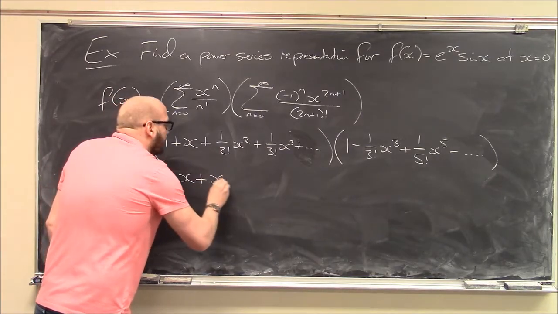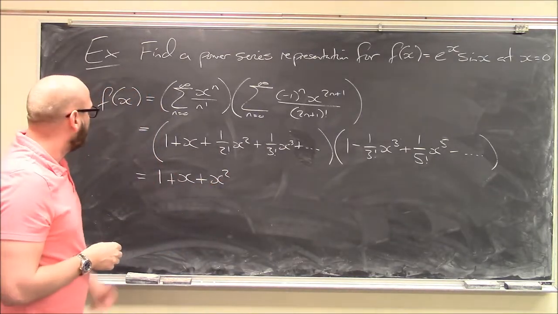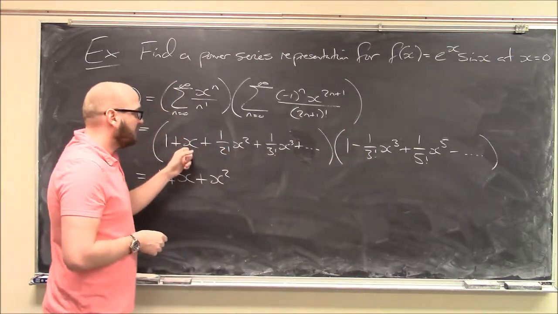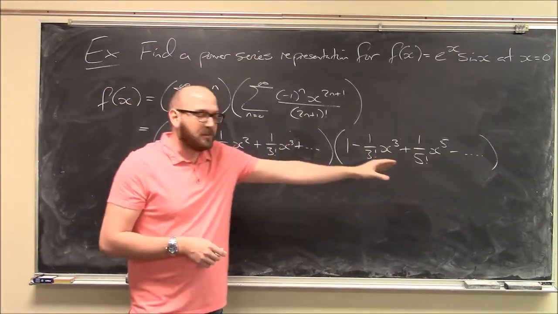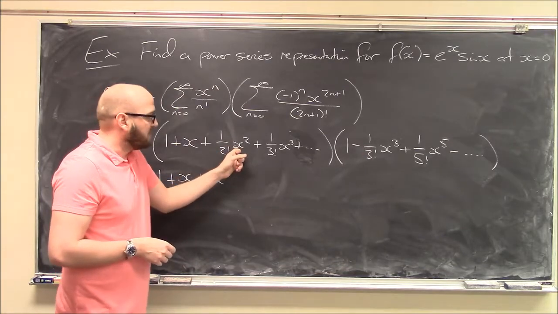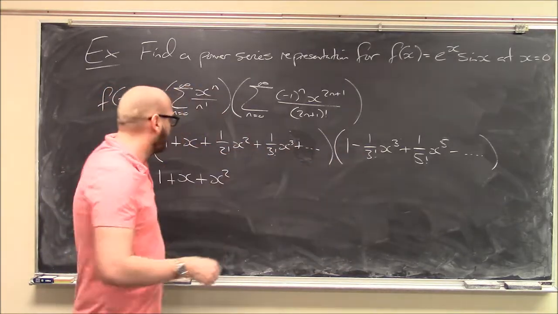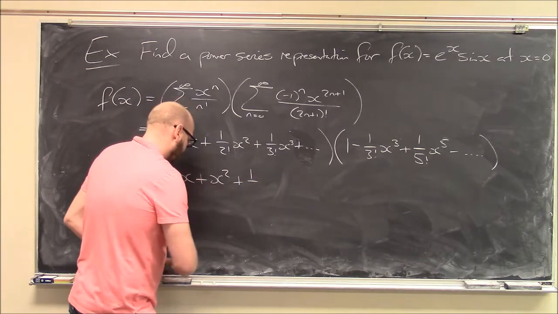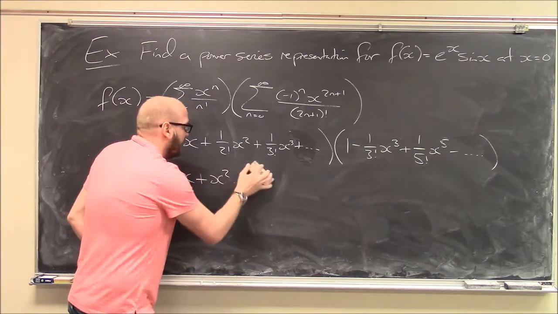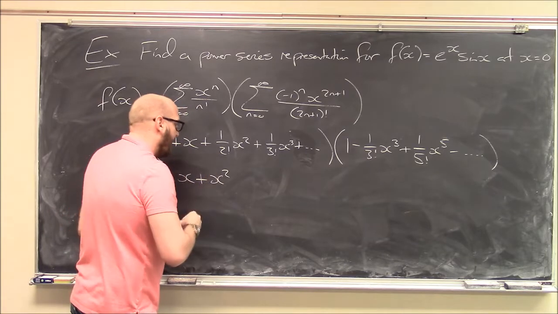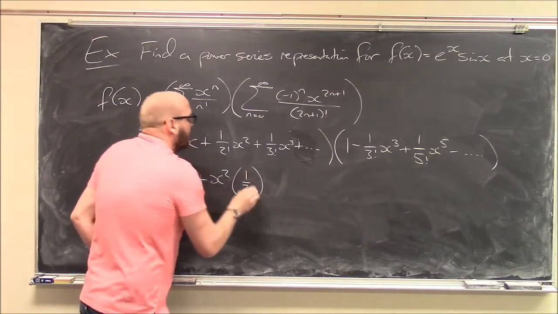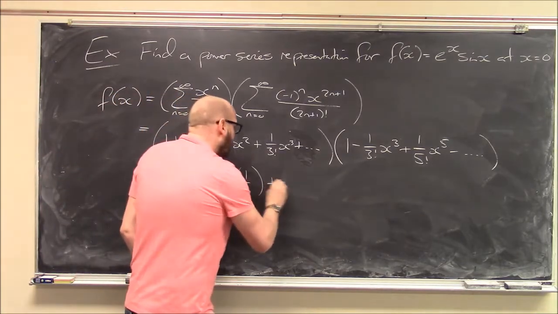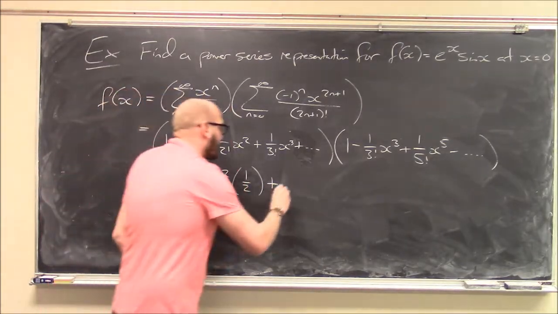What about x squared terms? Can I get x squared? I could do 1 times this stuff, I don't get any x squared terms. I could do x times this stuff, I don't get any x squared terms. I could do this expression times 1 to get an x squared term. So plus x squared times 1/2. And that's the only way to get an x squared term. Now it becomes a little bit more interesting. How do I get x cubed terms?